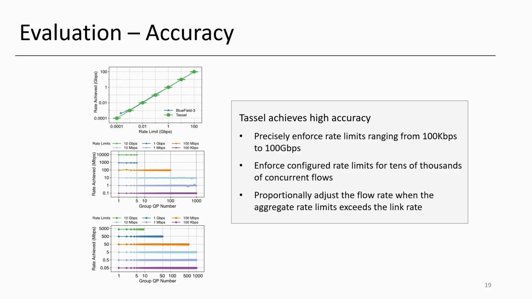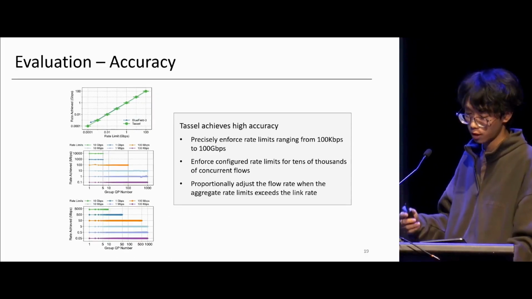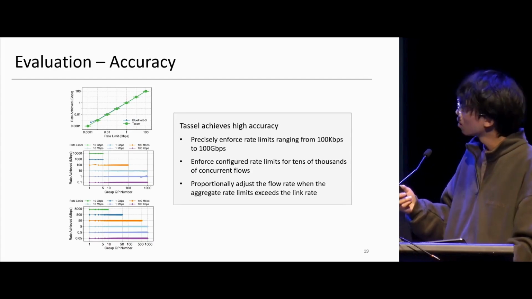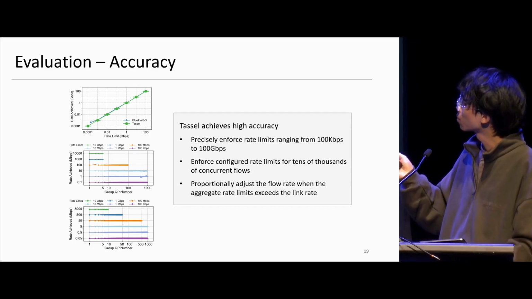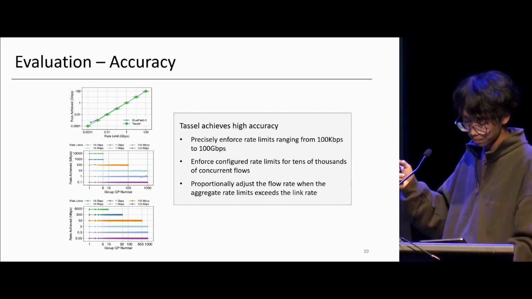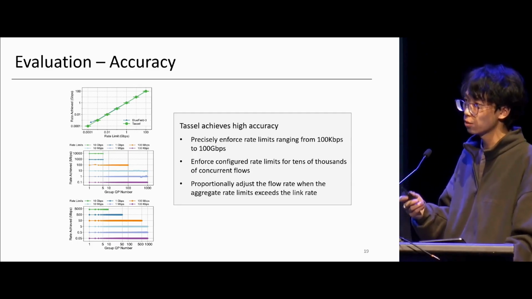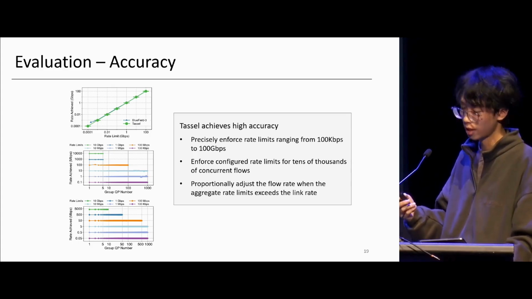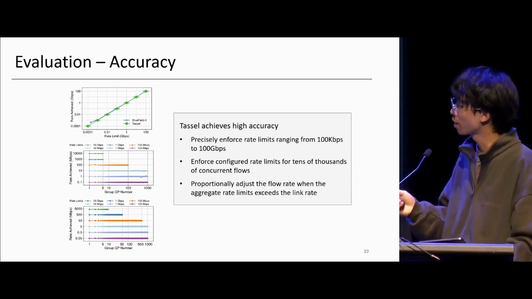We then demonstrate Tesla can precisely enforce configured rate limits for tens of thousands of concurrent flows. And as shown in the second figure, Tesla's accurate rate limiting enables each flow to achieve the configured rate limits precisely. And when the aggregate rate limits exceed the link rate, Tesla can proportionally adjust the flow rate. As shown in the third figure, when the aggregate rate is 200 Gbps, which is twice the link rate, the rate achieved by each flow is just half of the configured rate.